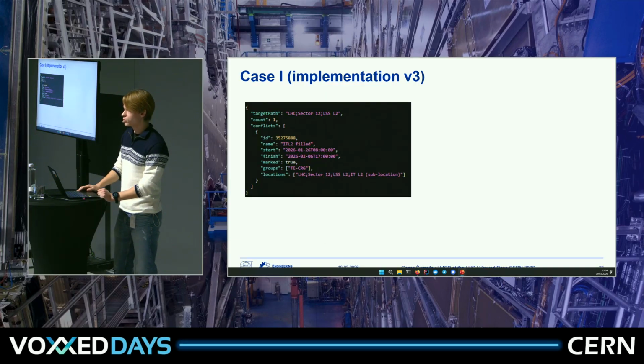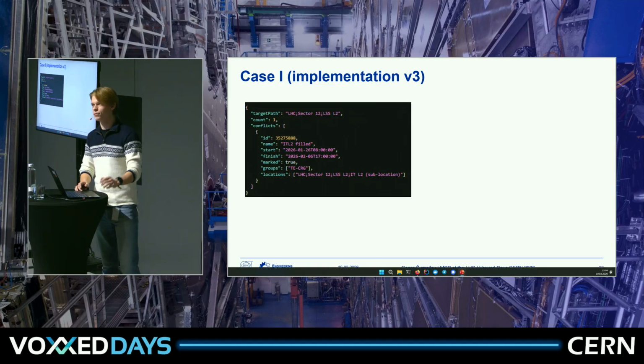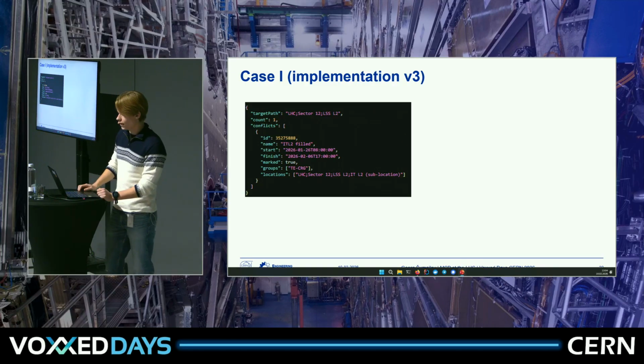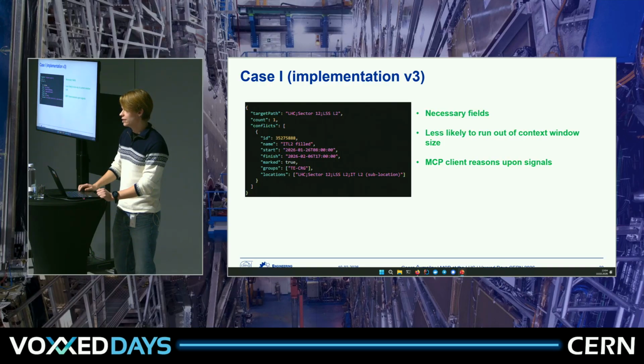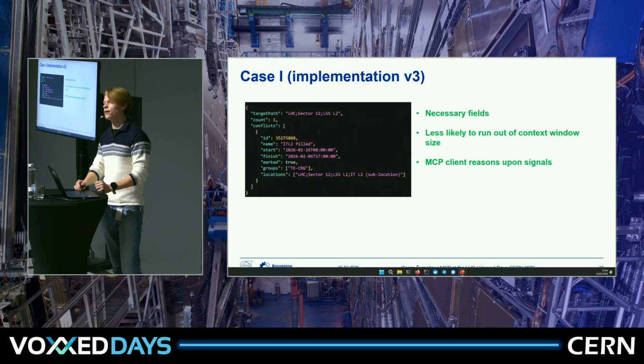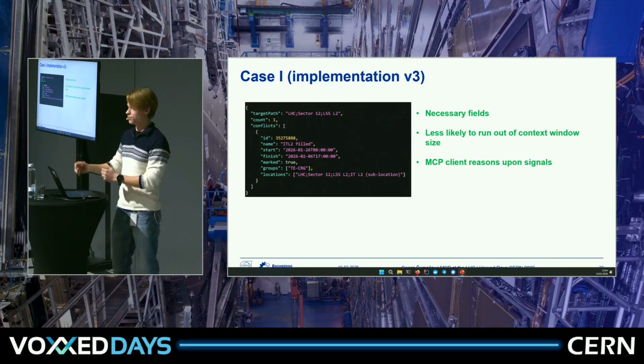And the tool output could look something like this. Now, instead of potentially thousands of tasks, we have only one JSON conflict. This is way, way better, because the LLM can now just reason upon the signals. The MCP client knows that we have one conflict, and now we can just pass this information to the end user.